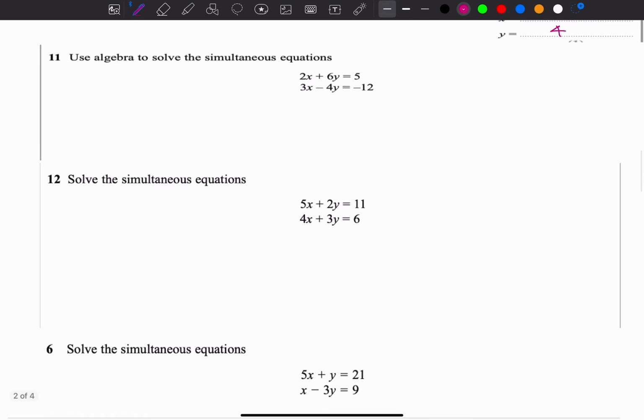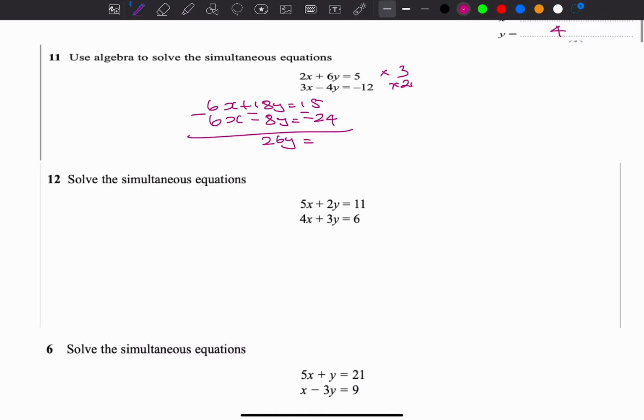Next one. Times here by what number? Times it by 3, times it by 2. That makes this 6x plus 18y equals 15. 6x minus 8y equals minus 24. You take away, take away, take away. That cancels. 18y take away minus 8y is 26y equals 15 minus minus 24, that's 39. y is 39 divided by 26 is 1.5.